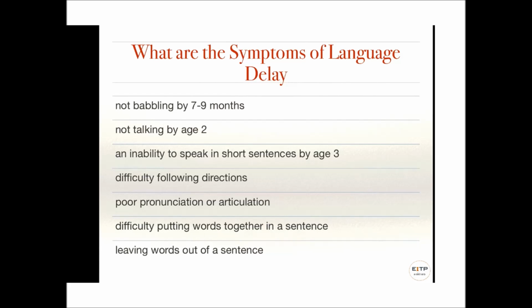By the age of 2, of course, we expect them to be talking before that. An inability to speak in short sentences by age 3. Difficulty following directions. Poor pronunciation or articulation. Difficulty putting words together in a sentence. Leaving words out of a sentence. These are just some symptoms.